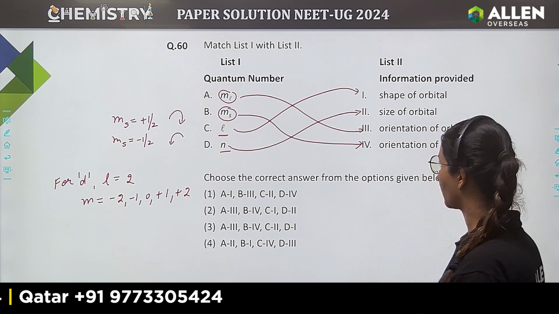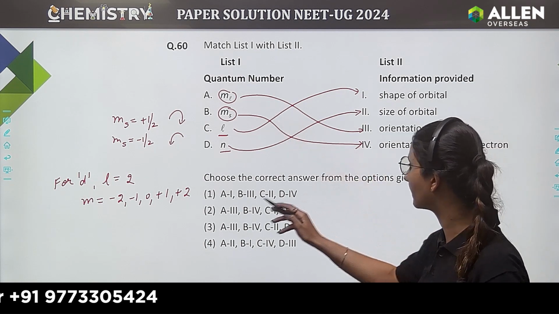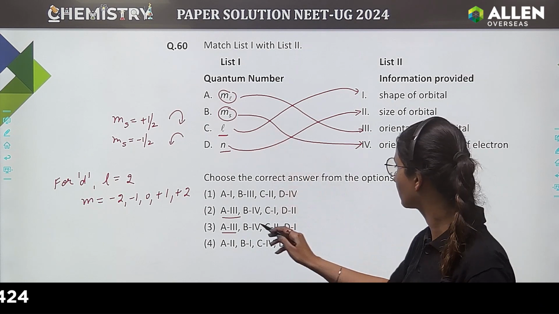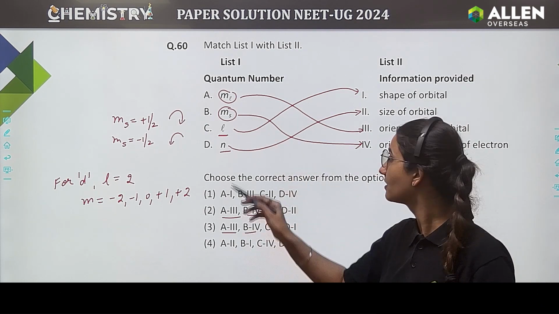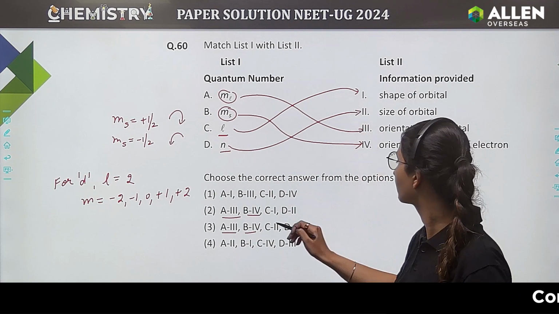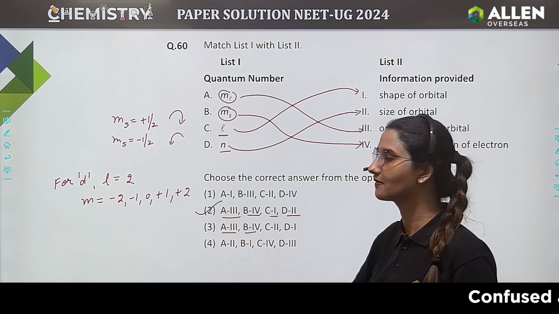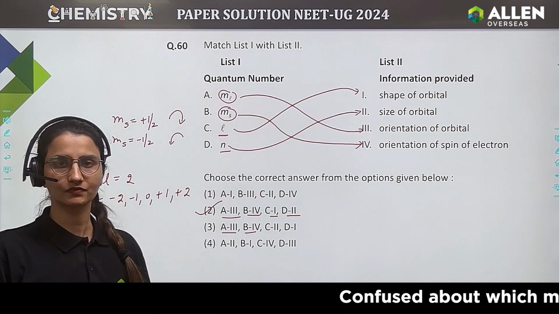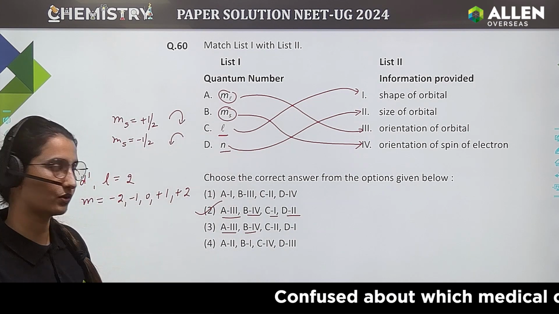So let's find our option. A is third in these two. B is fourth in these two. C is 1 only in this and this. So this is our correct match. Okay, proceeding ahead.